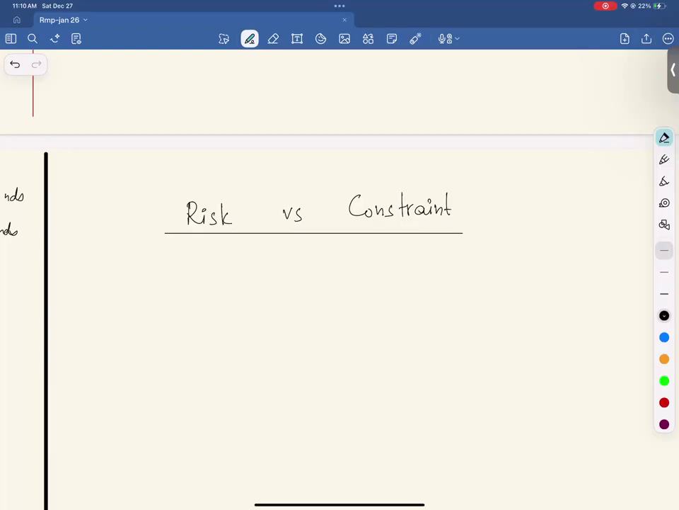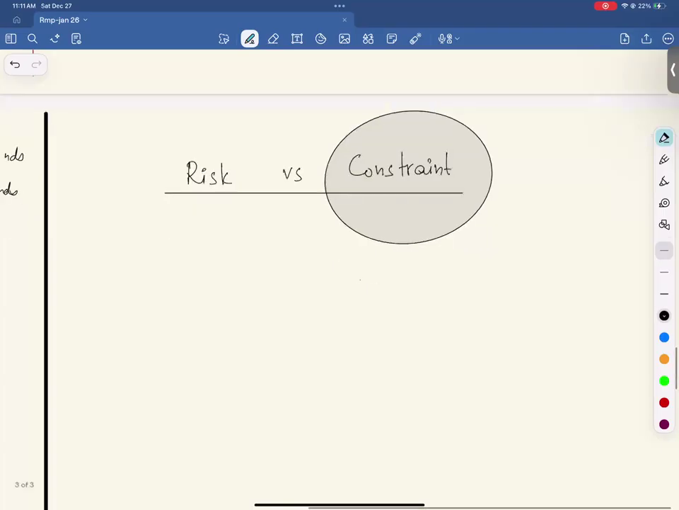Anyone, please. What is a constraint? It's something that limits you from perfect, something that limits you. Limitation. Limitation, right? That's the constraint.